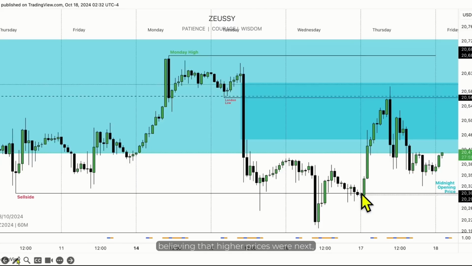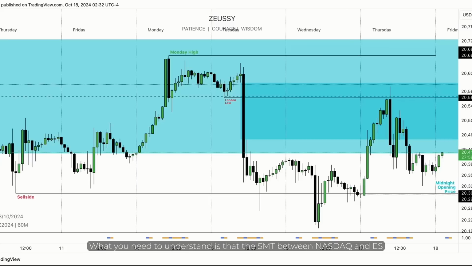Meaning, my idea was that we were repricing towards the upside from the midnight open to trap people into believing that higher prices were next, reach a premium of the range of Tuesday, and then reject it, then dump it, so to say. Why? Because who has been making money all day since the midnight open? Longs, buyers. Therefore, we know that sell-side liquidity has been engineered, which we can attack.